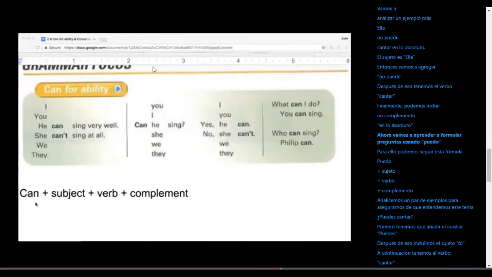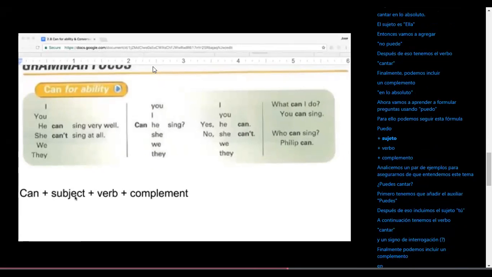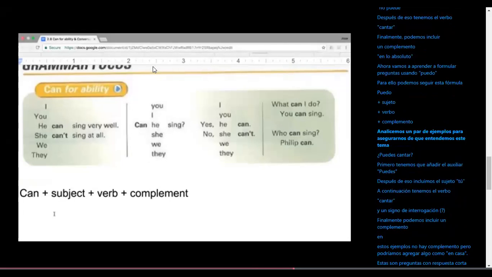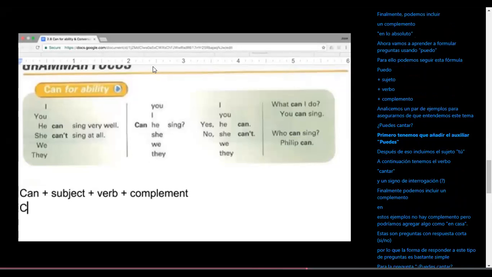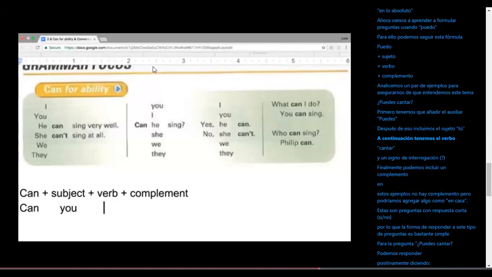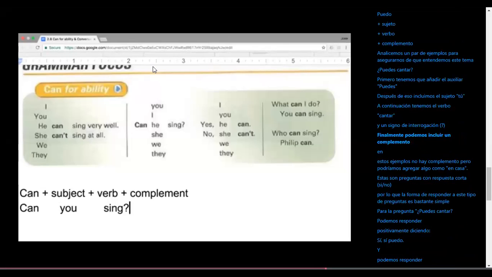Now let's learn how to form questions using can. To do this, we can follow the formula: can plus subject plus the verb plus a complement. Let's analyze a couple of examples to make sure we understand this topic. Can you sing? First, we need to write can. After that, we need to write the subject. Next, we have the verb, and a question mark. Finally, we can include a complement.